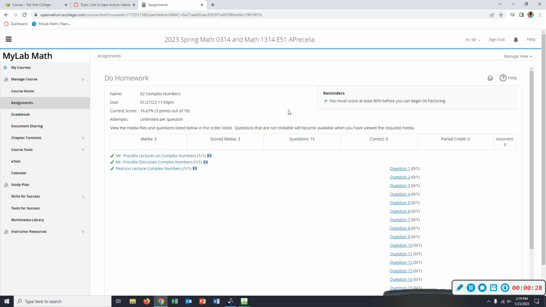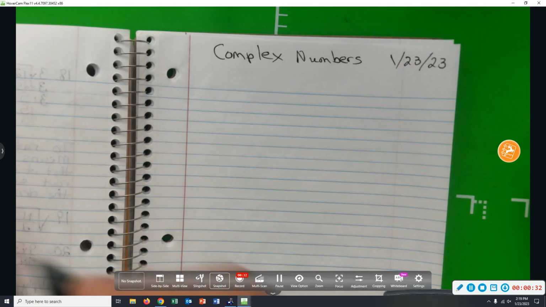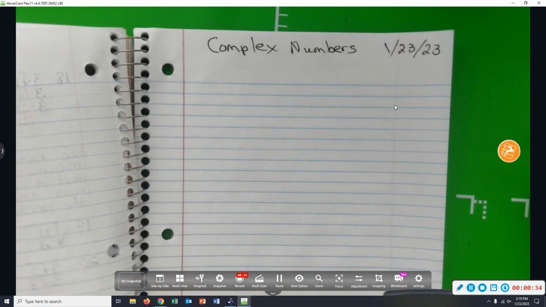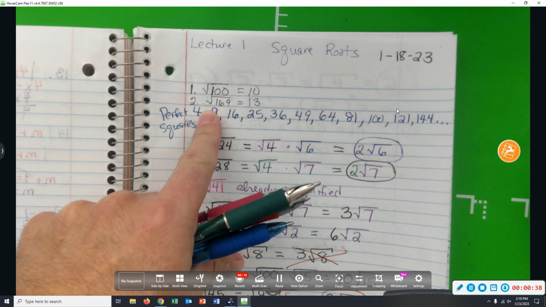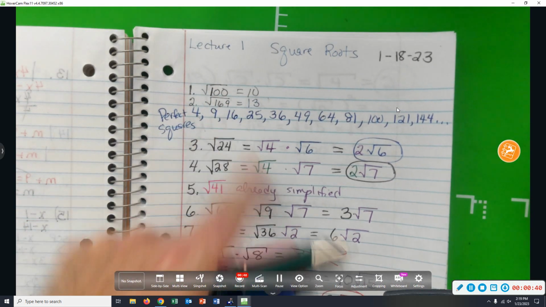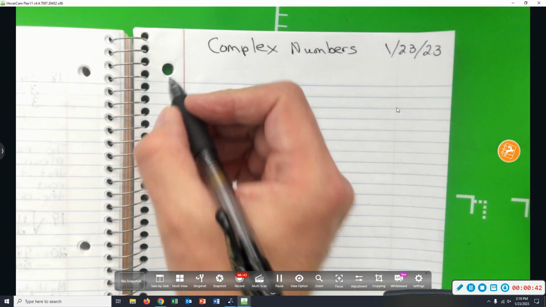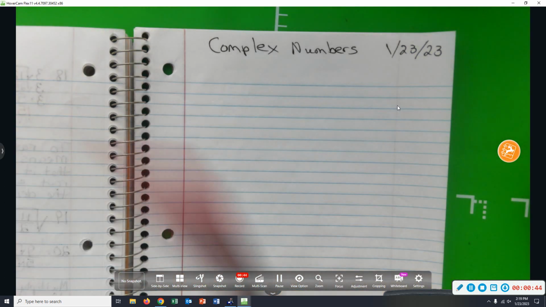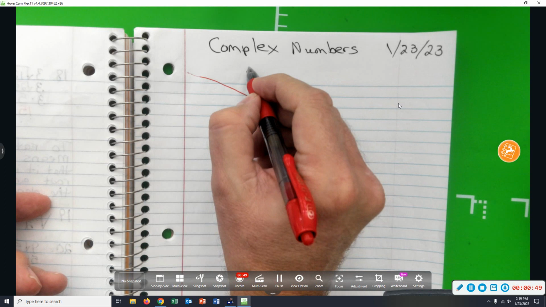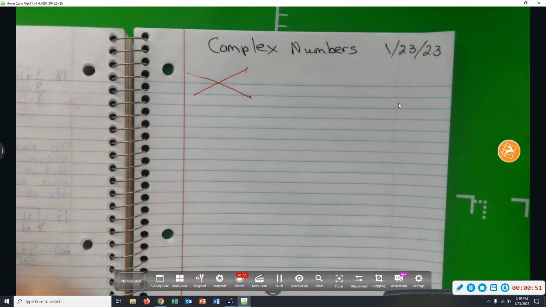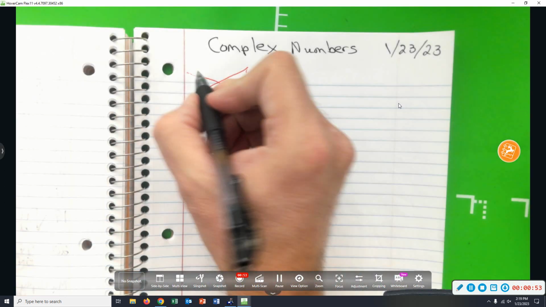So why don't we flip over here to this other screen. Remember how we were simplifying square roots the last time? Like the square root of 100, the square root of 169. Here's a question. No, you know what? I think I'm going to start this with a big red X. I'm going to show a common mistake.